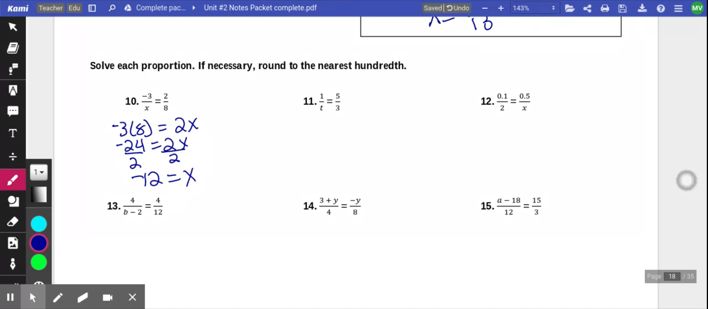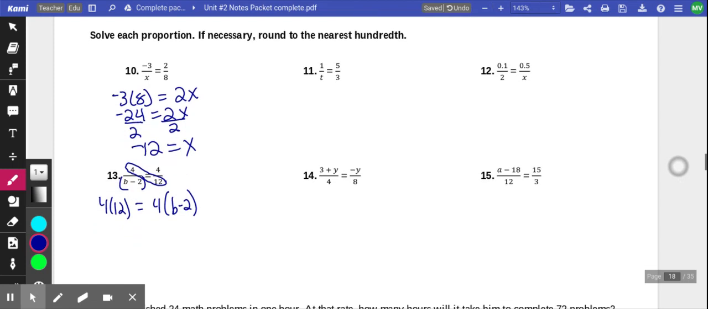13, it looks much more complicated, but it's really not. I'm still just going to cross multiply. So I'm going to do 4 times 12. But since in my denominator I have b minus 2, I need to multiply 4 times parentheses b minus 2. Whenever there's more than one term, I put it in parentheses when I cross multiply.